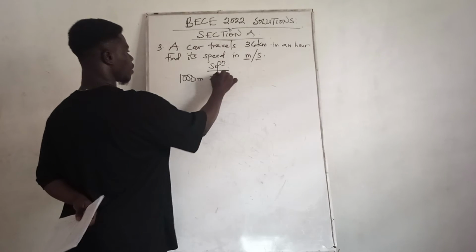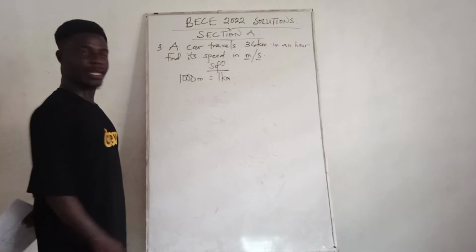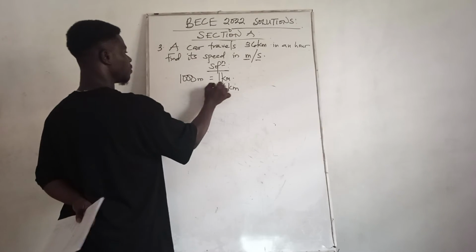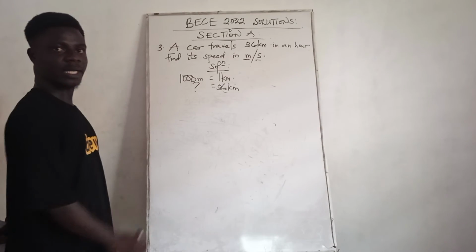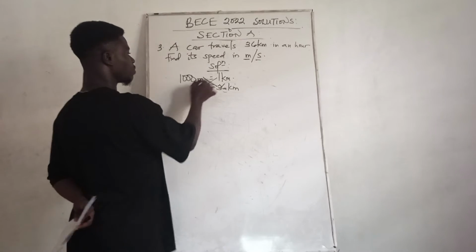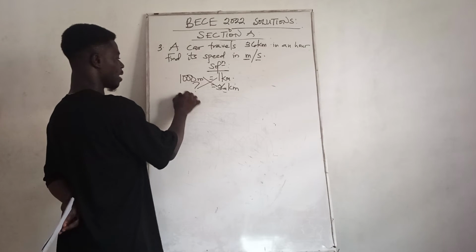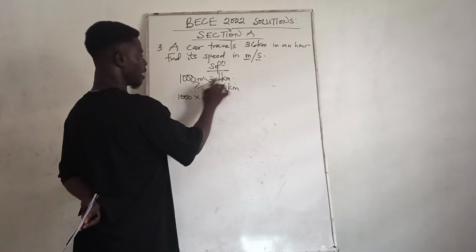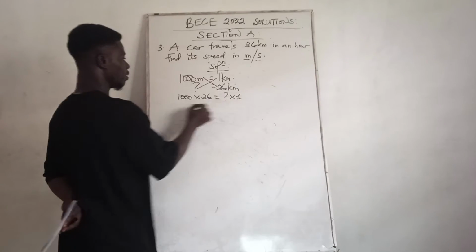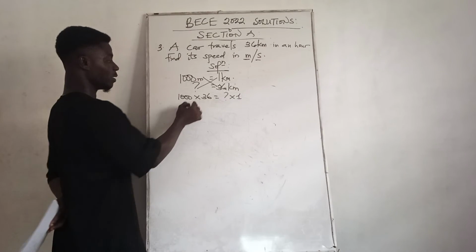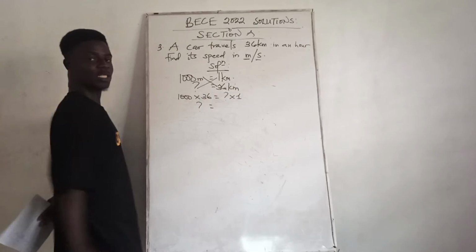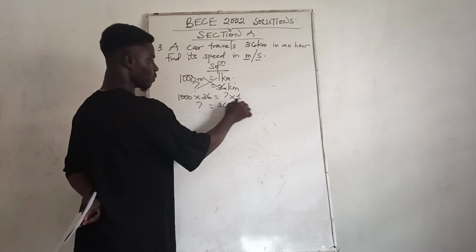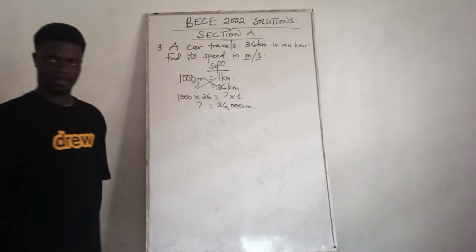So I have 1,000 meters equals 1 kilometer, right? So now my 36 kilometers must be equal to, let's see, question mark. We don't know. So now we cross multiply. So I have my 1,000 times my 36 equals my question mark times my 1. So question mark times 1 is the same thing as question mark, which must be equal to 1,000 times 36. I get 36,000, which is meters, right?